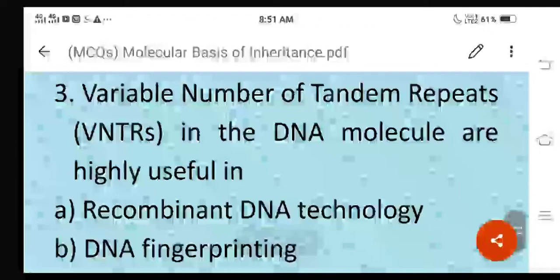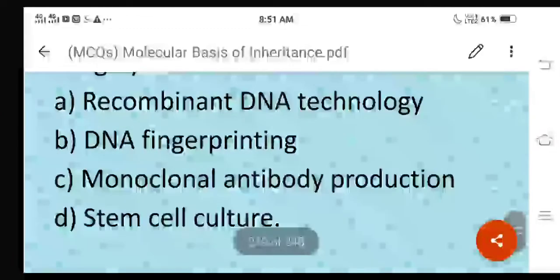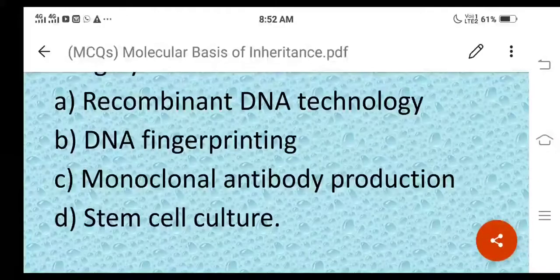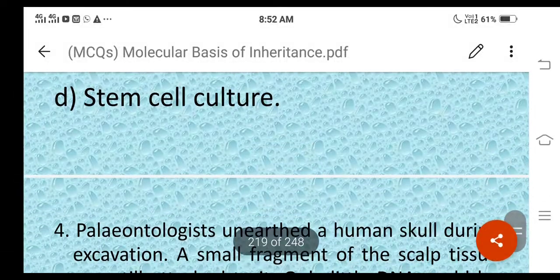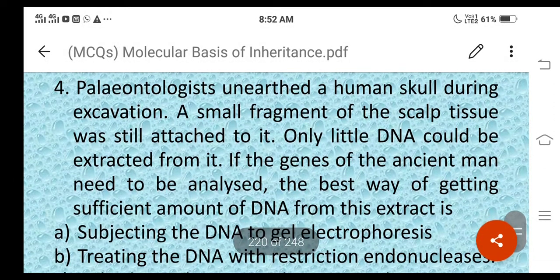Then the third one. Variable number of tandem repeats, in short VNTRs, in the DNA molecule are highly useful in, and the options are recombinant DNA technology, DNA fingerprinting, monoclonal antibody production, then stem cell culture. Again the correct option is DNA fingerprinting only. Option B is the correct answer, right?